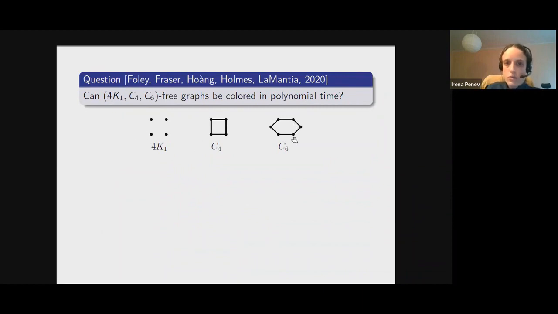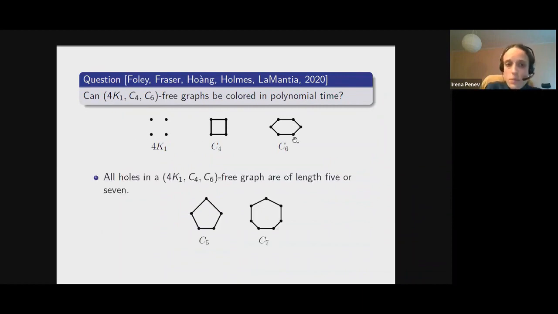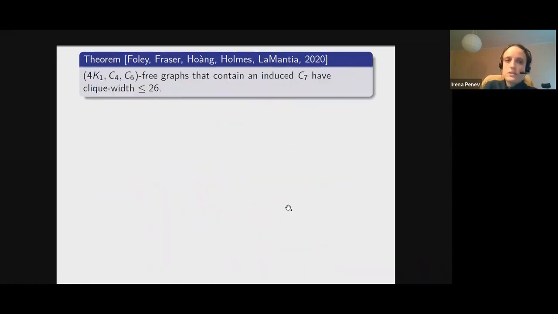So 4K1, C4, C6-free graphs. And it is part of the job. How so? Well, what we want to notice, first of all, is what kinds of holes can you have in graphs in this class? There are only two types of holes, either C5s or C7s. And what they looked at were graphs in my class that contain an induced C7. And they could show that the clique width of those graphs is at most 26. What's clique width? It doesn't matter.